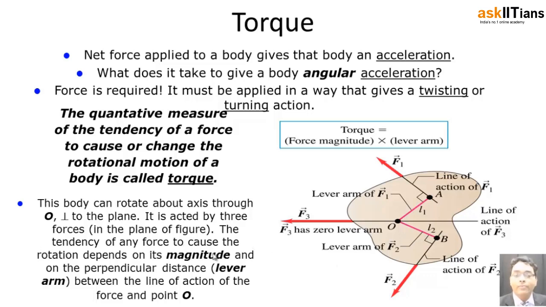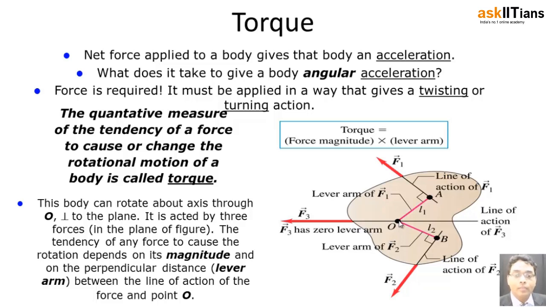The tendency of any force to cause rotation depends on its magnitude and on the perpendicular distance. So what will we have? The tendency of any force, whether F1, F2 or F3, whichever causes this object to move, is because of the amount of force acting on it multiplied by the magnitude of the perpendicular distance at this particular point.